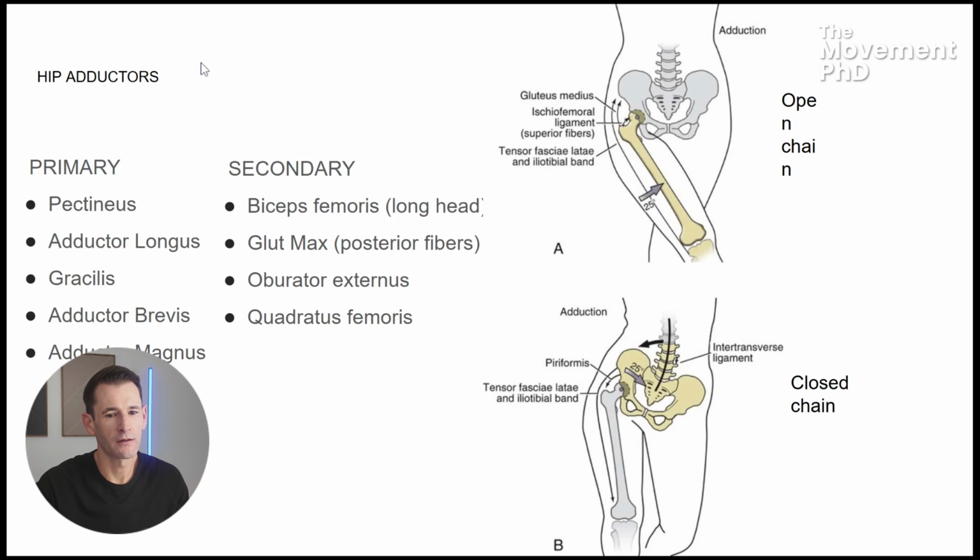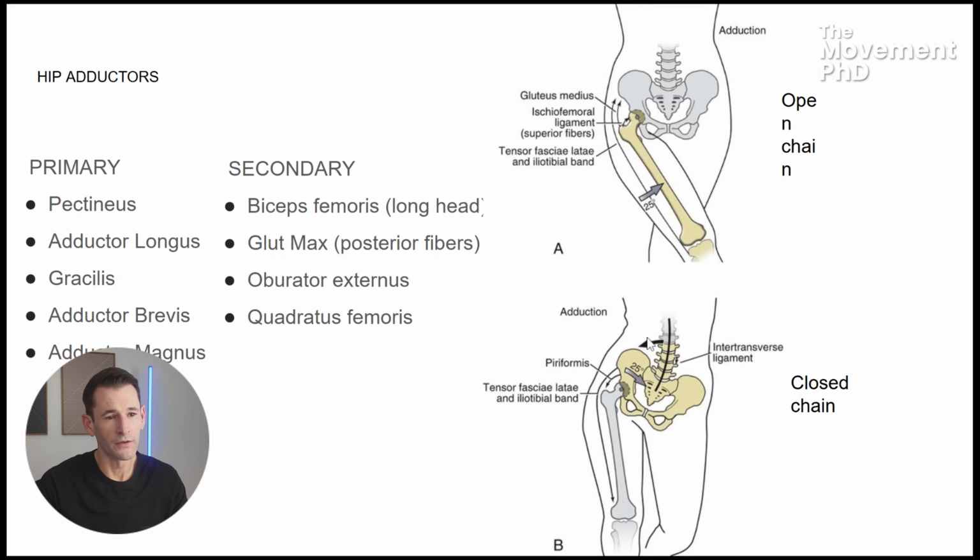First, let's talk about the adductor group, those muscles involved in hip adduction. So a quick review: open chain hip adduction is moving that femur towards midline when the pelvis is fixed. That's open chain because the distal segment is free to move. If I move that leg towards midline, that's hip adduction. Closed chain: if I'm standing on my right leg and I drop my opposite pelvis, so I drop my left pelvis, that is closed chain adduction.